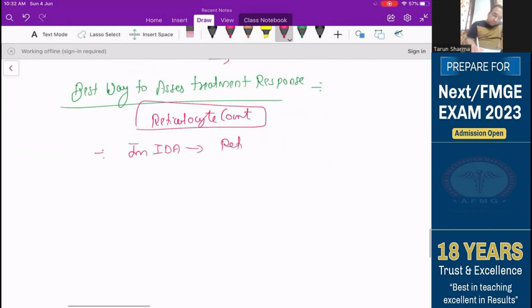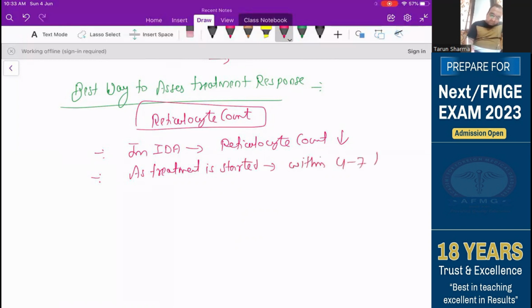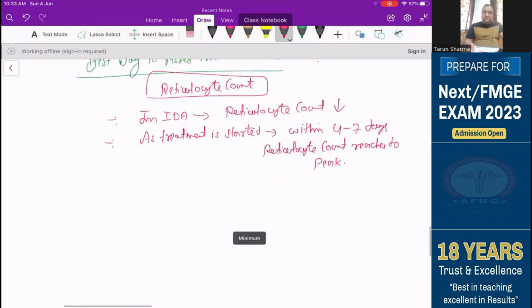So remember, in IDA, the reticulocyte count usually remains low. And as treatment is started, within 4 to 7 days, the reticulocyte count reaches its peak value. So that's how you can make out that the patient is having a response to the iron supplementation.